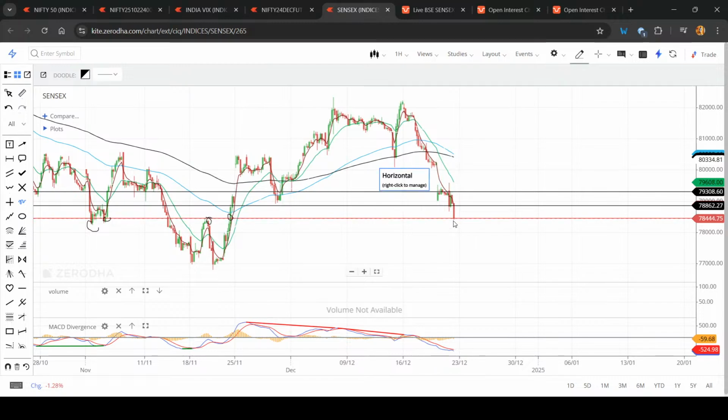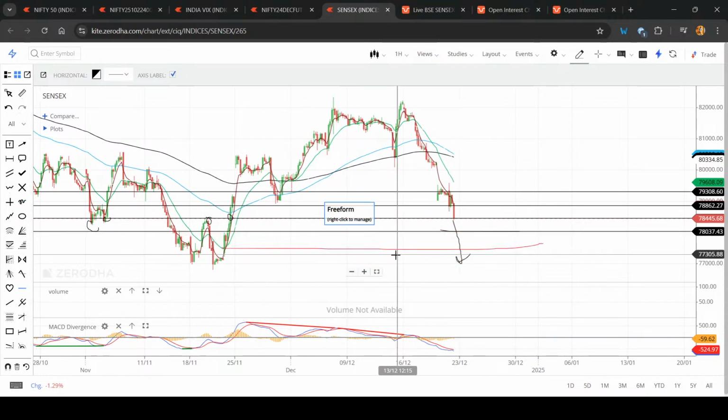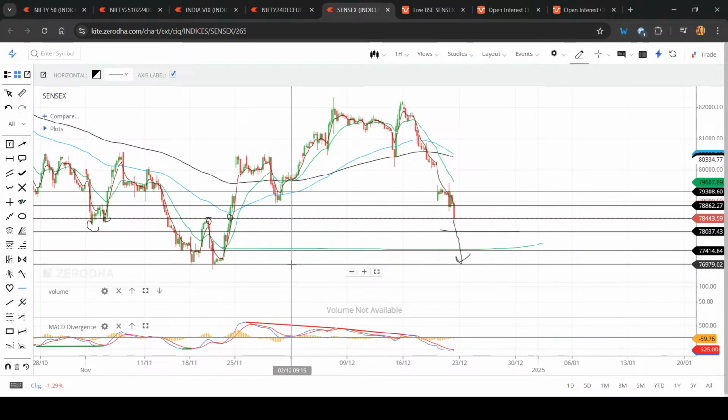If Sensex does not get support, then this is a straight move with a minor stop at this point, then again a minor stop at this point. I'll mark it with lines, just for you. All right, so the next stop is at around 78,000. Post that 77,400 or 500, you can say, for Sensex I'm talking about.